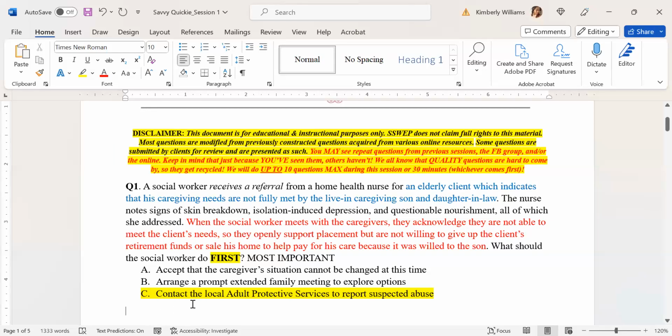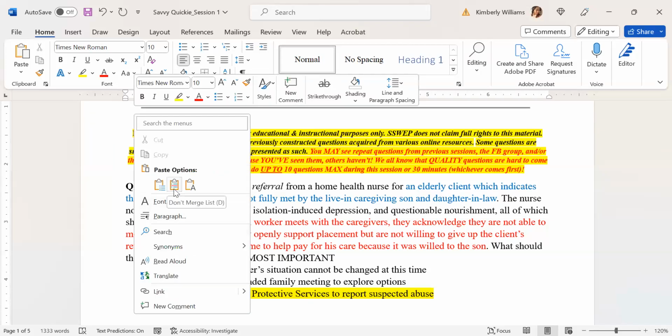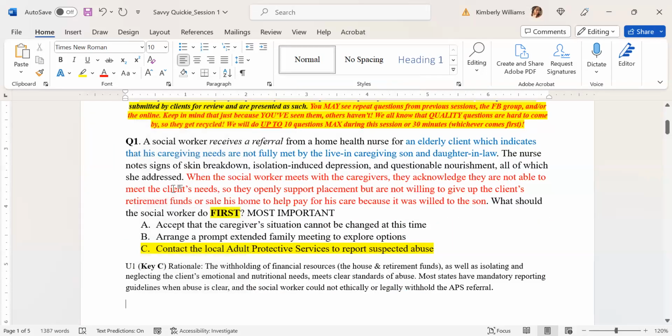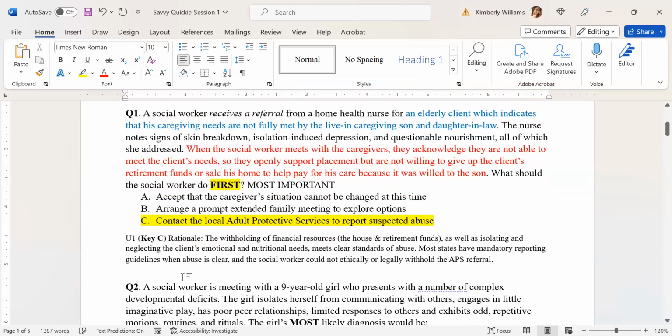So this is neglect. Anytime there's any evidence of abuse, neglect, or exploitation, which they're exploiting her funds because they're over there living in her house, living off her funds, don't want to give them up, that's exploitation. Anytime those things are evident in elderly clients, then we definitely want to call APS. So the answer definitely is going to be C for that one.